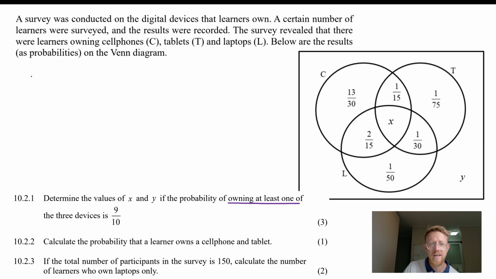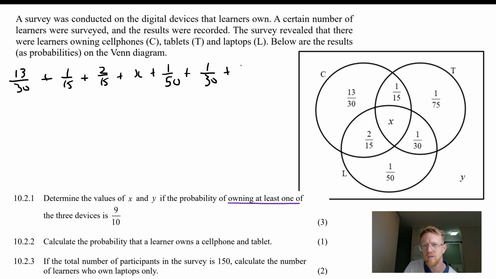And so we literally can say then that 13/30 plus 1/15 plus 2/15 plus x plus 1/50, your fraction for days, plus 1/75. All of that must add up to 9/10. And so here's x. So if you wanted to get x, you would take everything to the right-hand side, and you should eventually get 1/5.